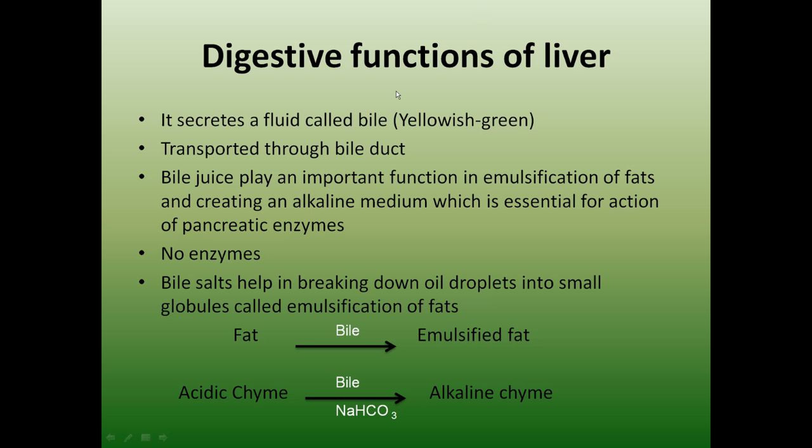Now comes the digestive function of the liver. The liver secretes bile. Bile is a yellowish green substance, and it is secreted with the help of some ducts. And this bile helps in the emulsification of fat. Emulsification of fat, what does it mean to you?